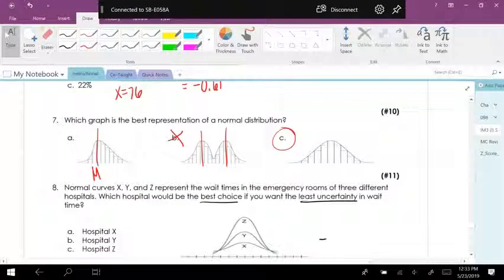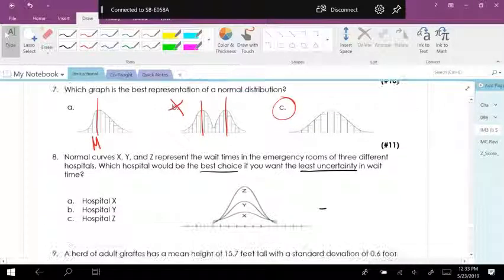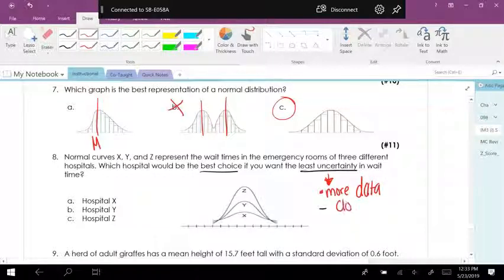This one too, you've seen this question on your test before, and it's going to be on your final again. Whenever it says least uncertainty, that means it wants more accurate data. So which one has more data closest to the mean? Take a look here, just visually. Which one has more data really close to the mean? What do you think? Which one's more accurate?